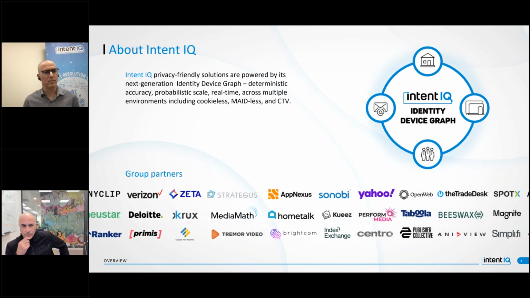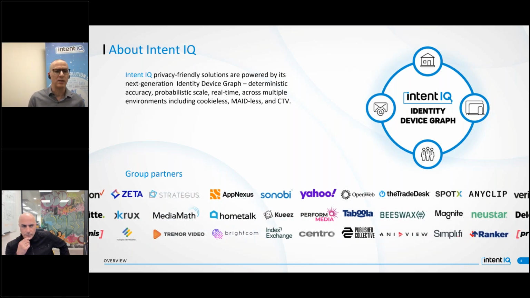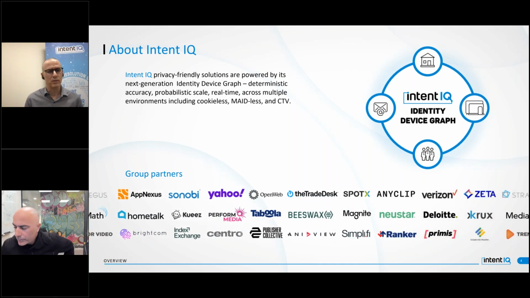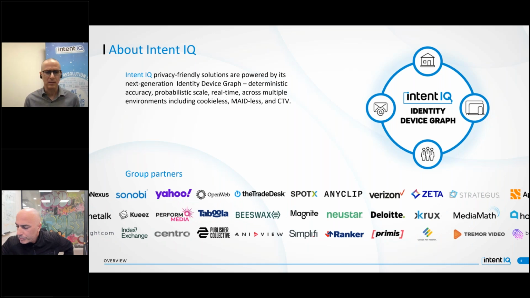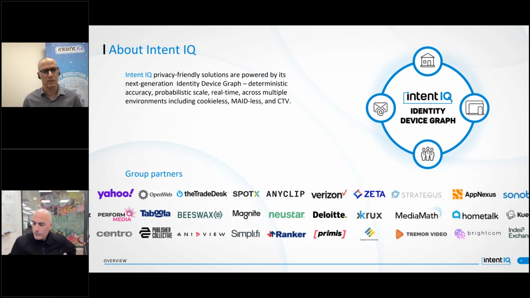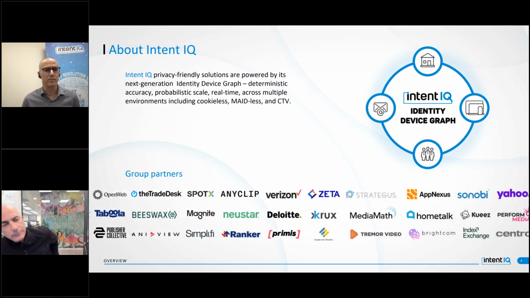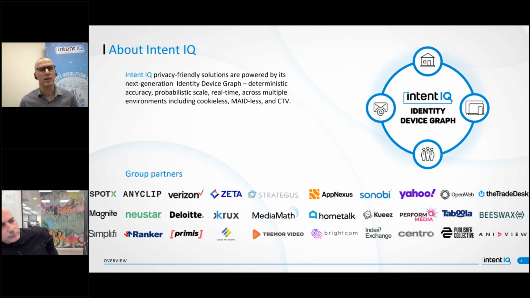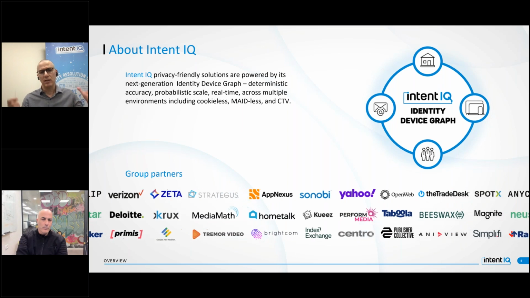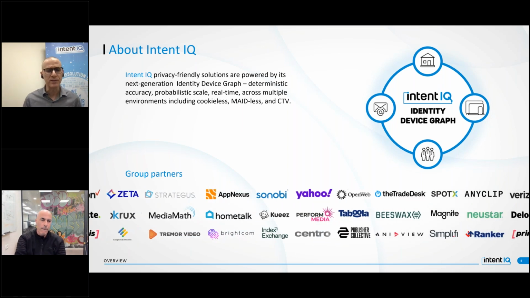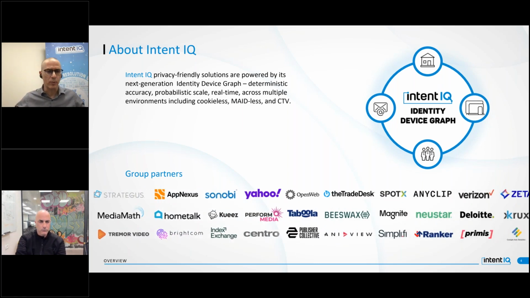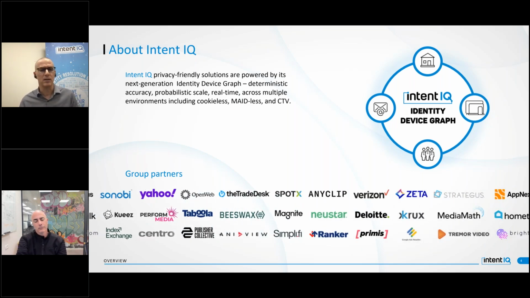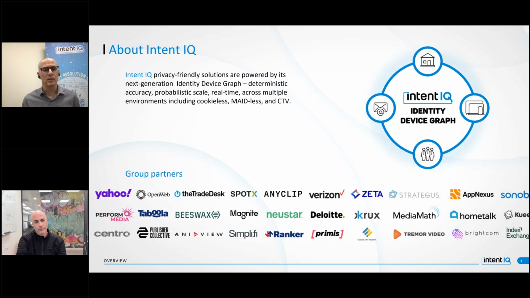IntentIQ itself is powered by a next-gen identity device graph. What's unique about it, it has probabilistic scale with deterministic accuracy, and it's real time. Think most of the device graphs in the market take a truth set, they analyze it, and then they extrapolate it to the world, and they'll do it ever so often. Could be every few days, every week or two.